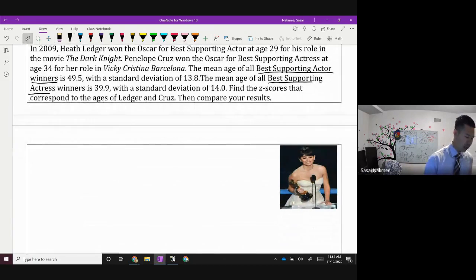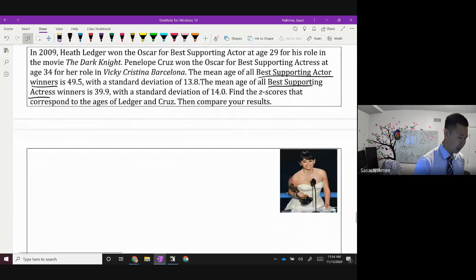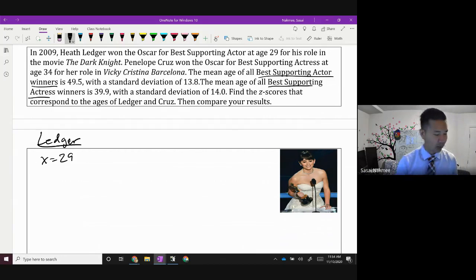In 2009, Heath Ledger won the Oscar for best supporting actor at age 29. So Ledger's age was 29 when he won the best supporting actor role. Penelope Cruz that year won for best supporting actress at the age of 34, for her role in Vicky Cristina Barcelona.